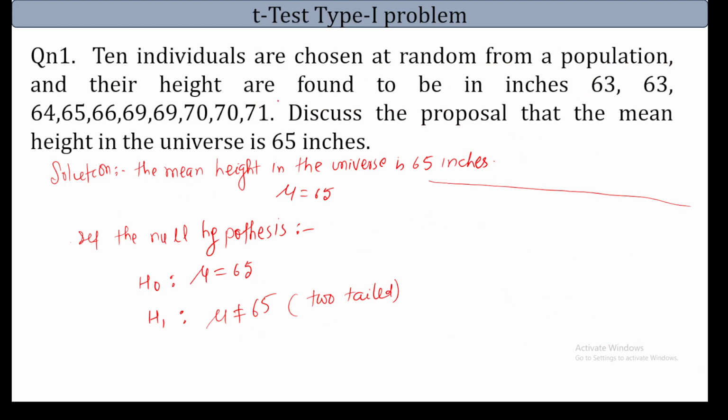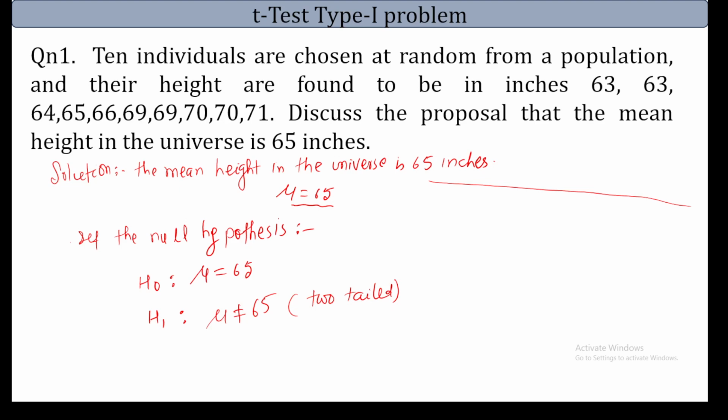10 individuals are chosen at random from a population, and their heights are found to be, in inches, 63, 63, 64, 66, 69, 70, 71, like that; we have 10 samples, and the mean given is 65. So first set the null hypothesis, that mu is equal to 65. They are asking to discuss the proposal that the mean height of the universe is 65. So they are not saying greater than 65 or less than 65. They are asking whether it is 65 or not.